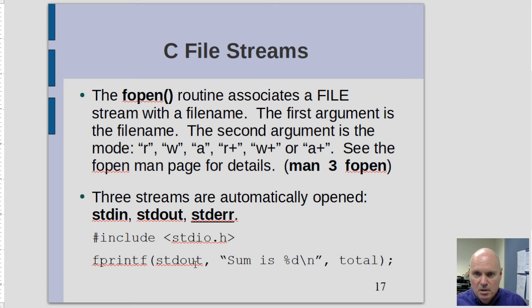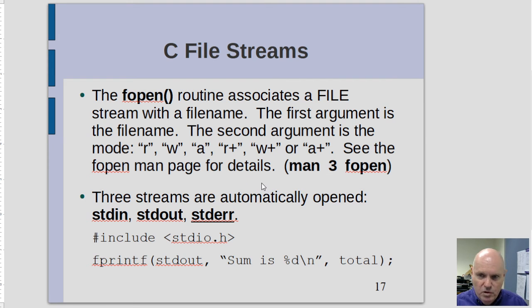Okay. So the fopen routine opens a file, and then the argument can be one of read, write, or append, or you can open with read, write, or append access to update.